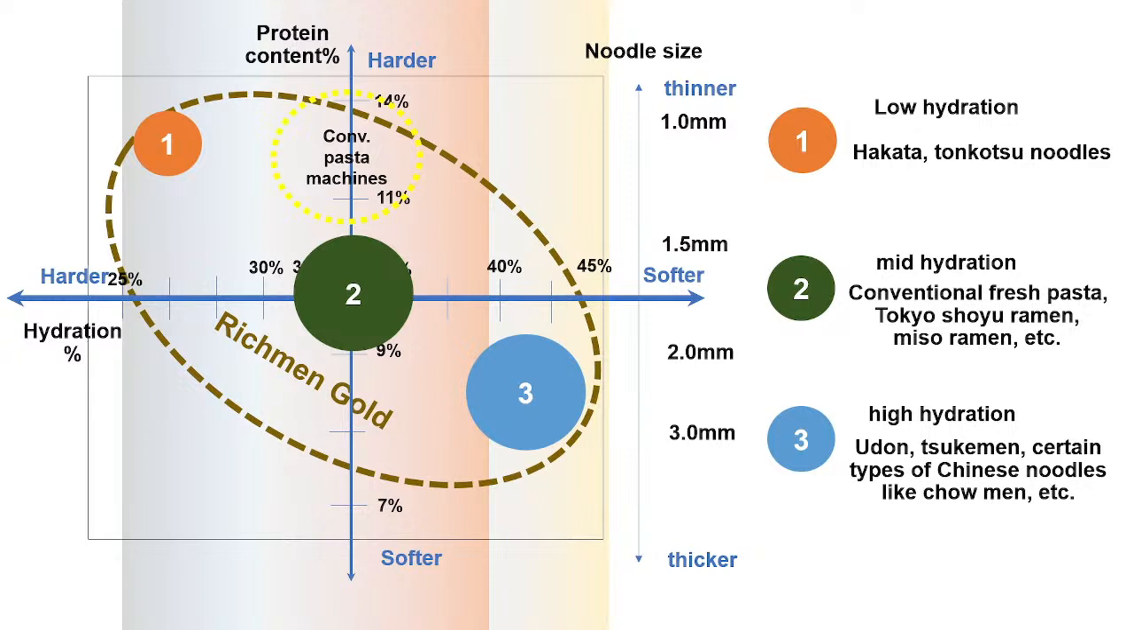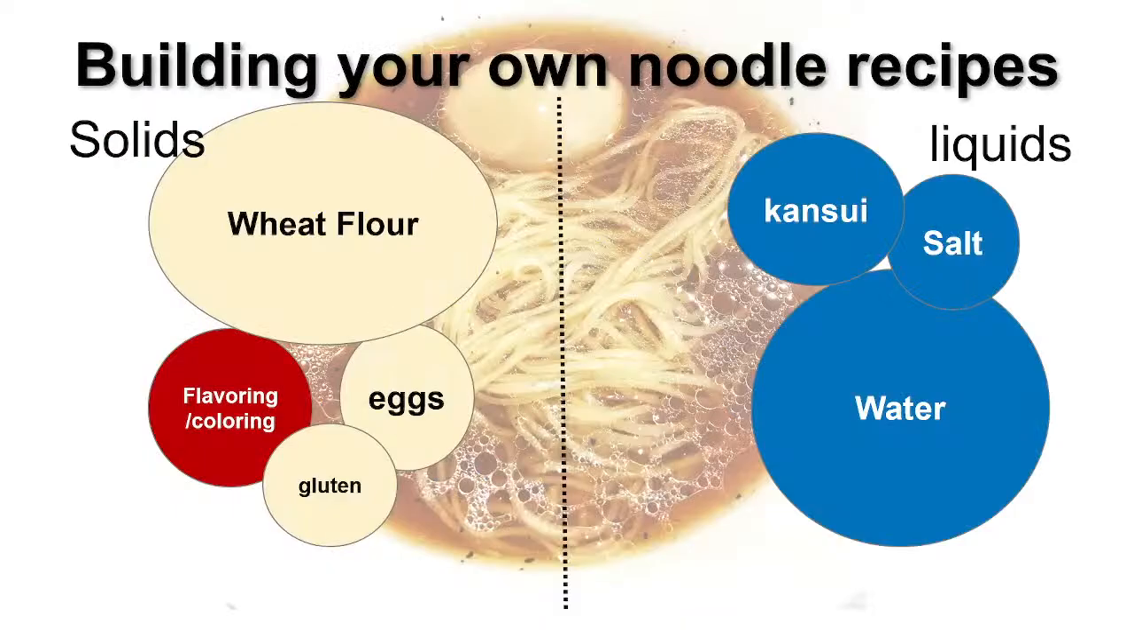So the Richmen Gold 2 machine is capable of making low hydration noodles such as Hakata tonkotsu noodles, up to high hydration noodles like udon and tsukemen, and some other types of Chinese noodles, right? So this chart is very useful to describe your own craft noodles. And in doing all the recipes, we want to think about the recipe in terms of solid ingredients and liquid ingredients. We want to separate them because we can express the hydration ratio this way, simply.